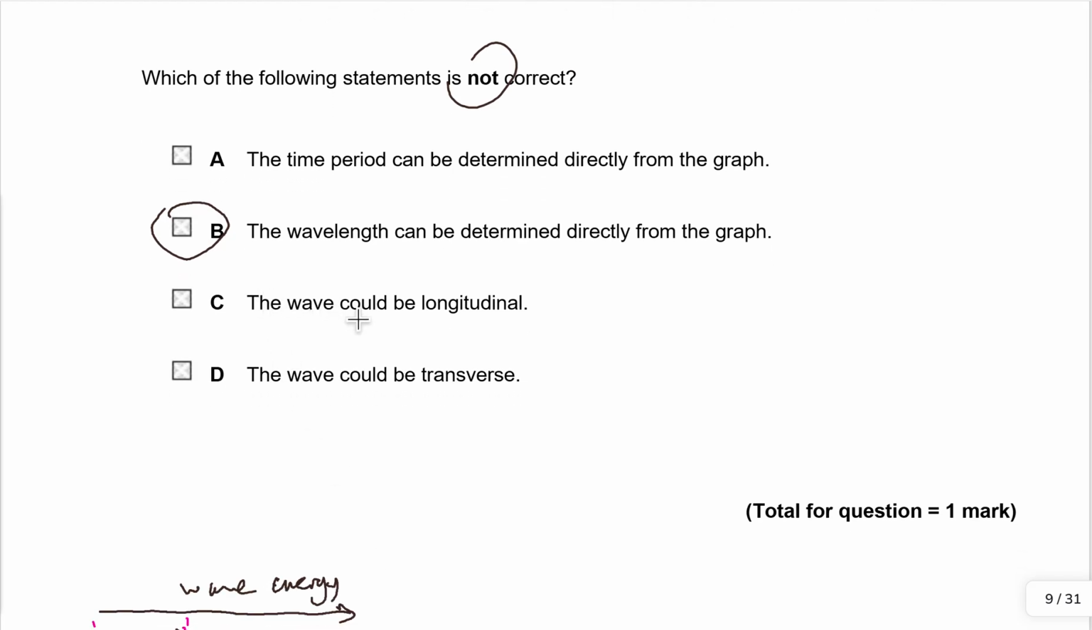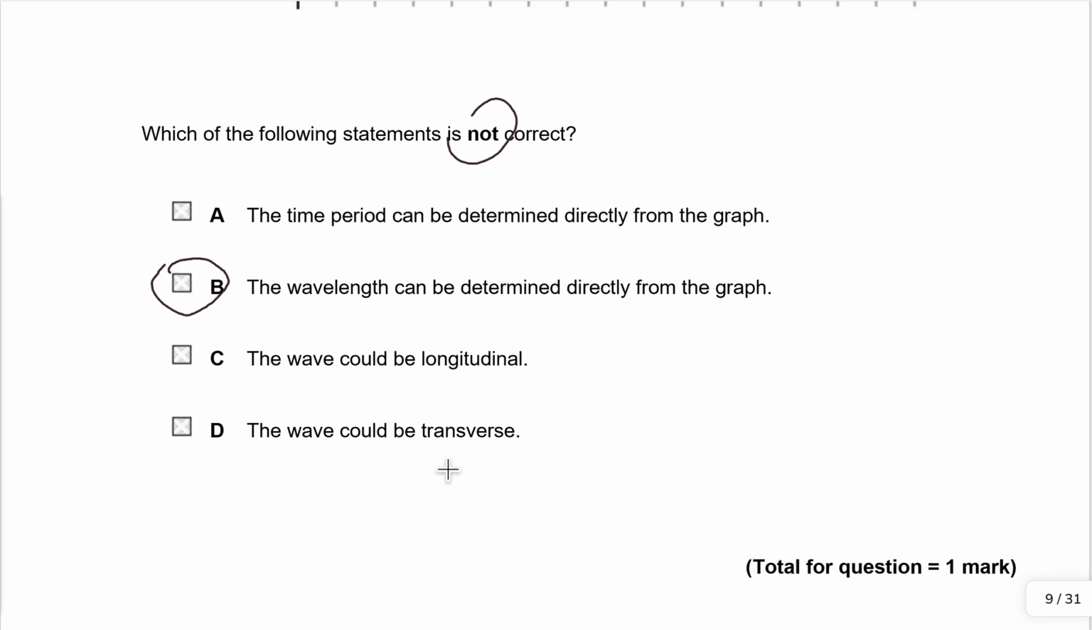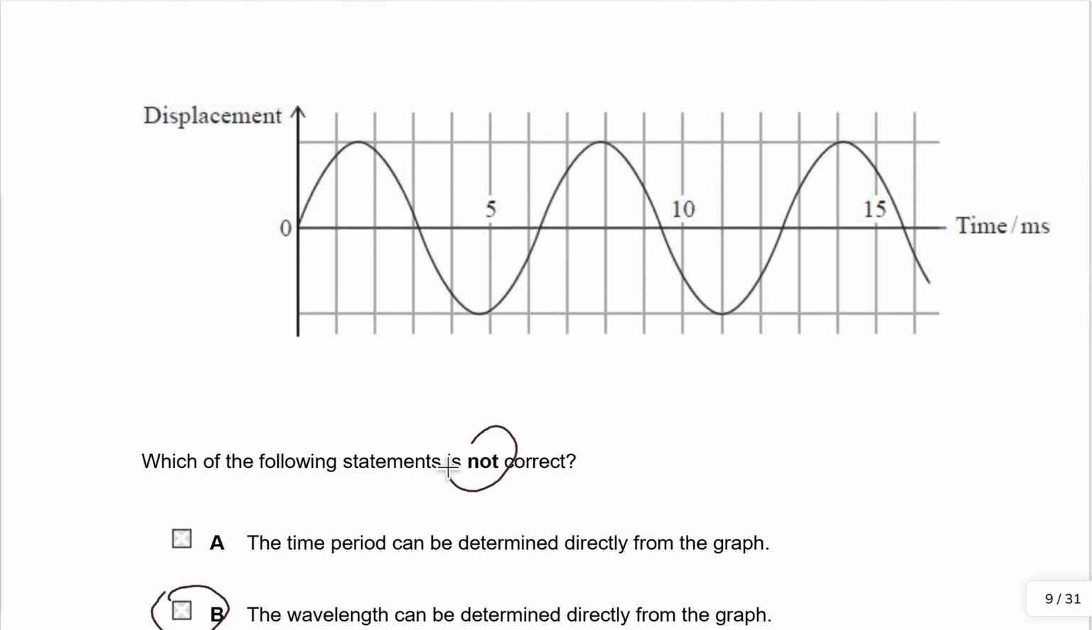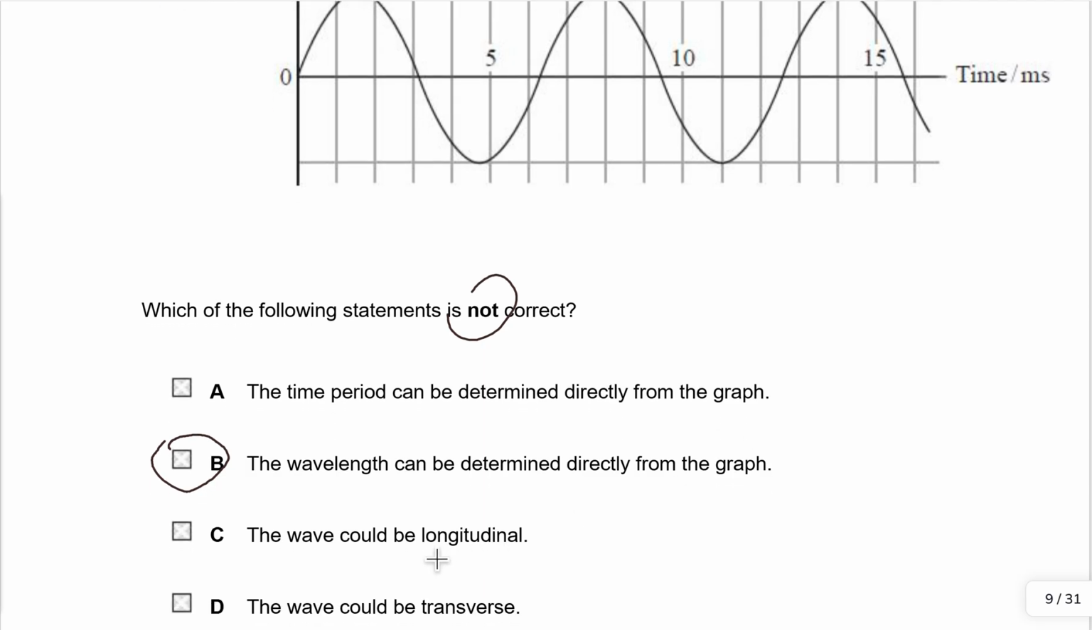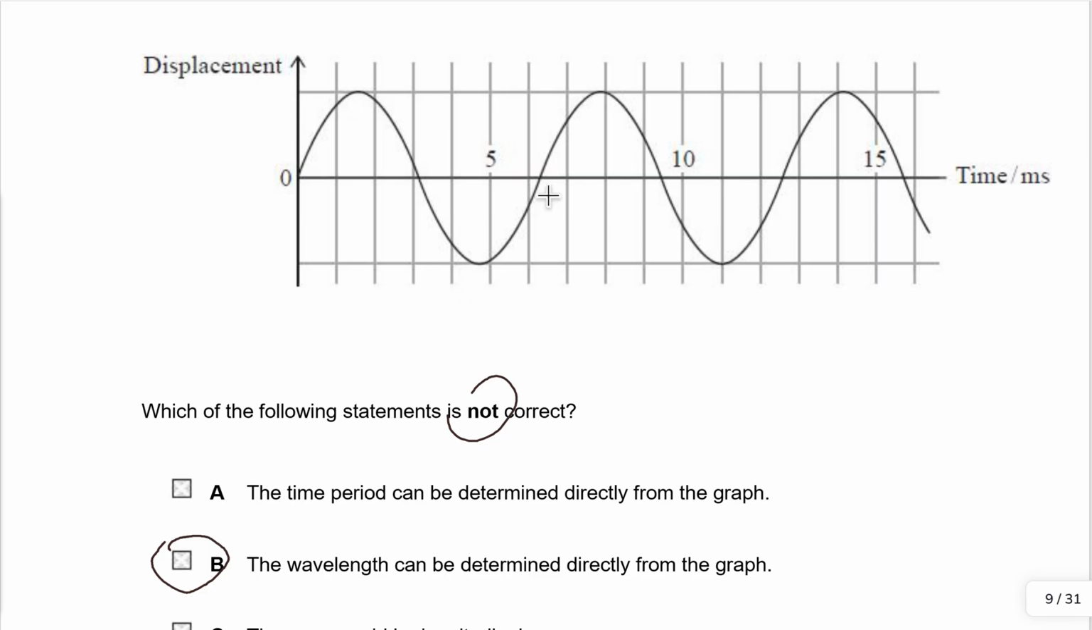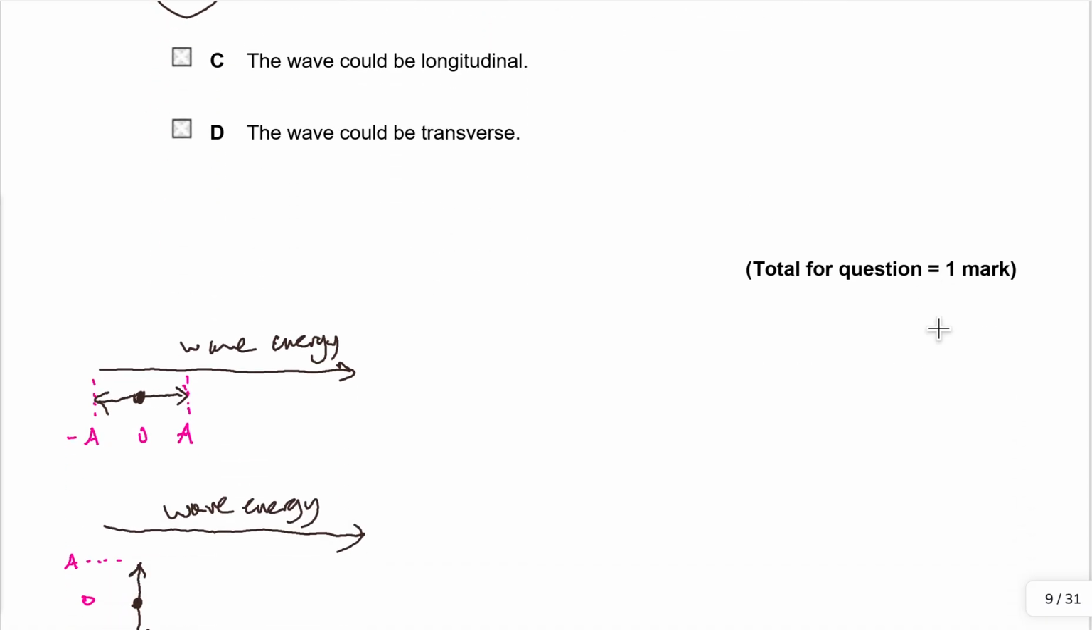The wave could be longitudinal, the wave could be transverse. That's true. It could be longitudinal. Longitudinal waves are represented in displacement time graphs as sinusoidal waves, and transverse waves are also represented as sinusoidal displacement time graph waves. How does that come about? I have just made some additional notes for that.